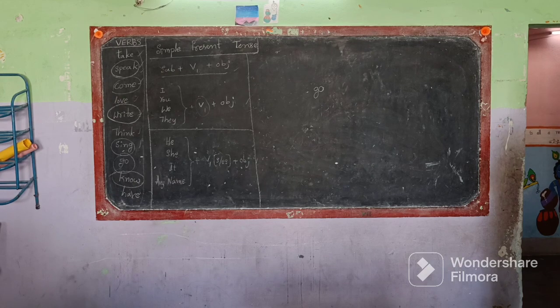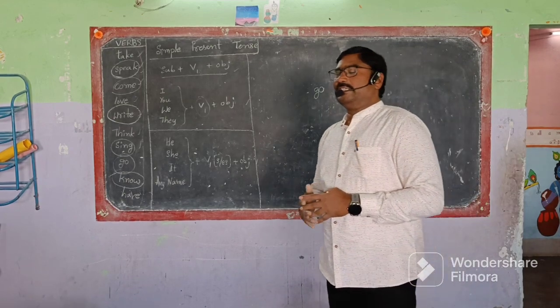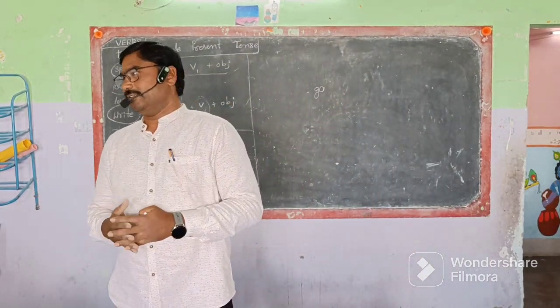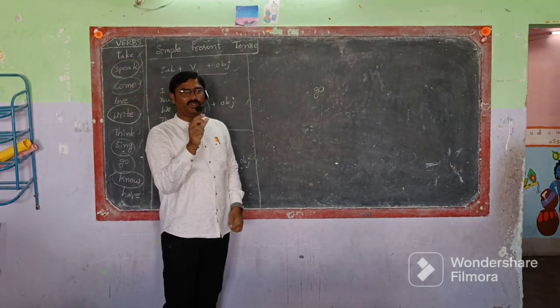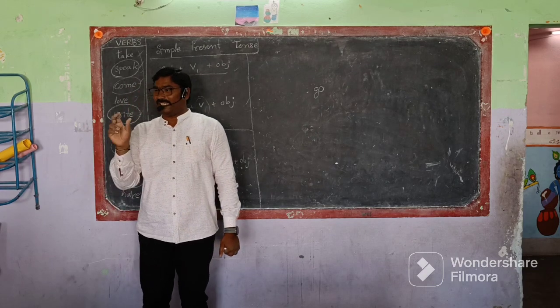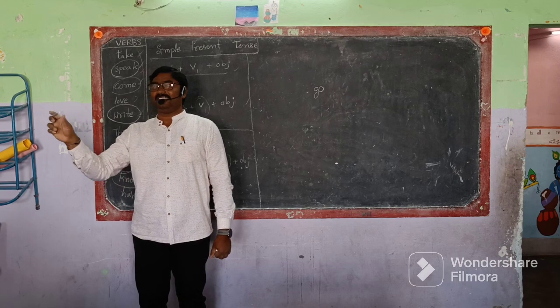First some examples that we can remember. Universal truths. What are universal truths? The sun rises in the east. See, we use sun. The sun is the third person singular. So rise is the verb we use. Rises. The sun rises in the east.